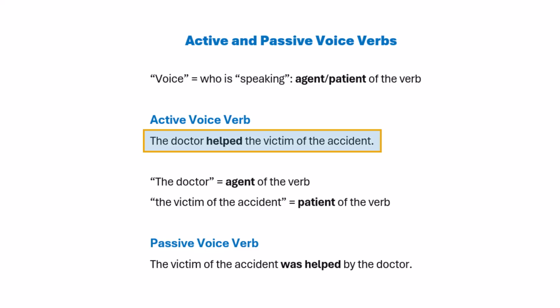This sentence has an active voice verb. The doctor helped the victim of the accident. The doctor is the agent of the verb helped. The doctor is responsible for providing the help. The victim of the accident is the patient of the verb helped. The victim is not responsible for providing the help. The victim is the recipient of the help.